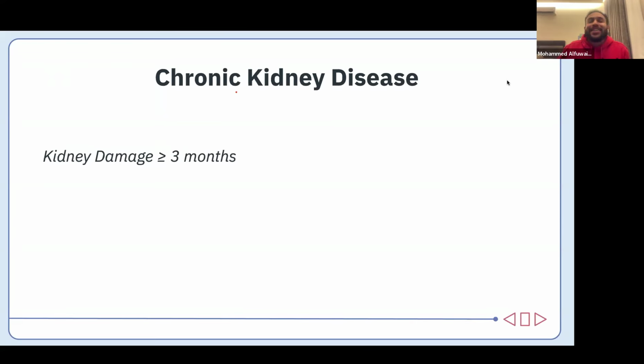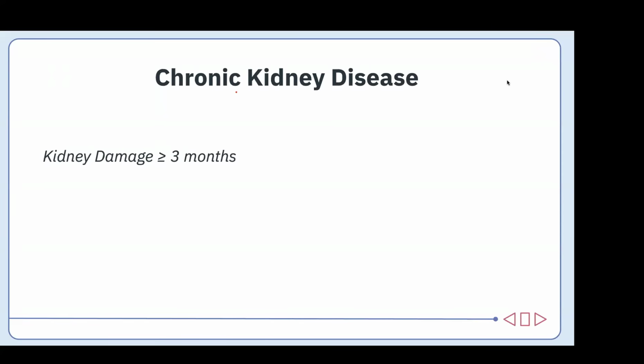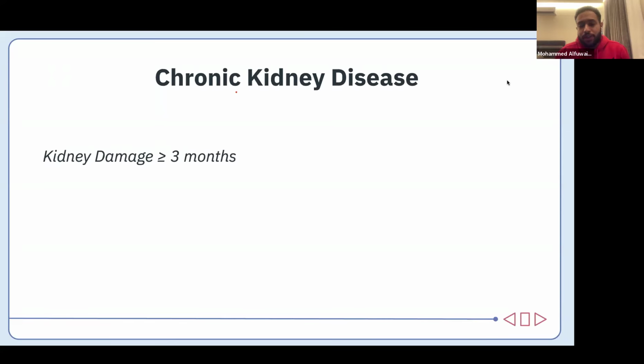Before I go to that, etiology. What is the most common cause of chronic kidney disease? Anemia? No, the most common cause of chronic kidney disease is diabetes. Then hypertension, then glomerular diseases, then some other stuff. So those are the causes of chronic kidney disease.